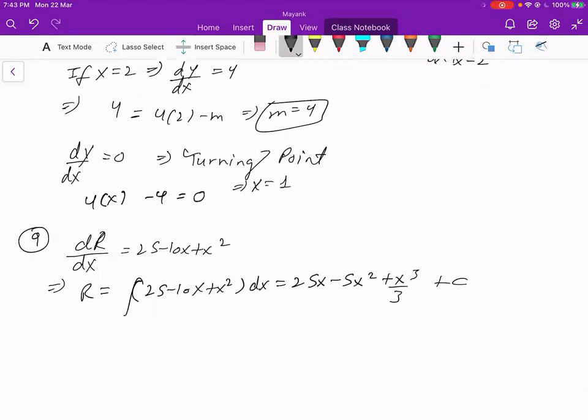They're asking price per unit. That means if you want to find the price of 1 unit, there are a couple of ways you can do that. You can either take x equal to 0 and x equal to 1, and find the difference in revenue. So for R, x equal to 0, you will get c.